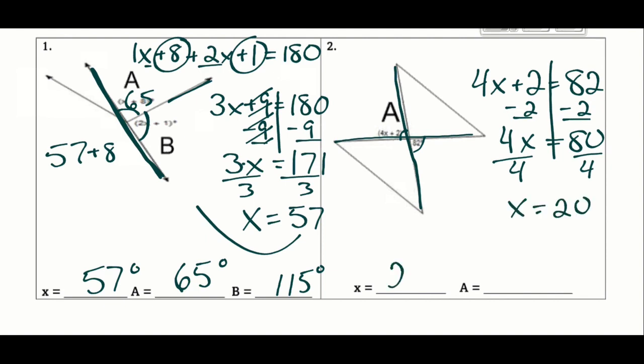So the value of x is 20, and actually the value, or the measure of angle A, we could have solved for right away. We know that they're congruent, so this has to be 82 as well. You could take that 20 and plug it in, but you just find out that that angle is 82 degrees.